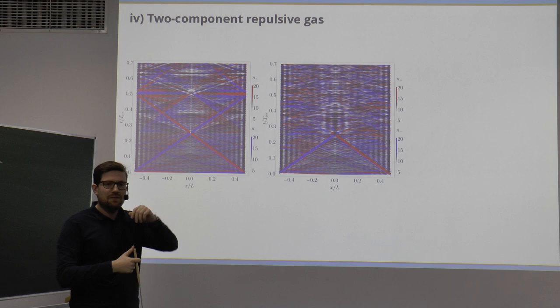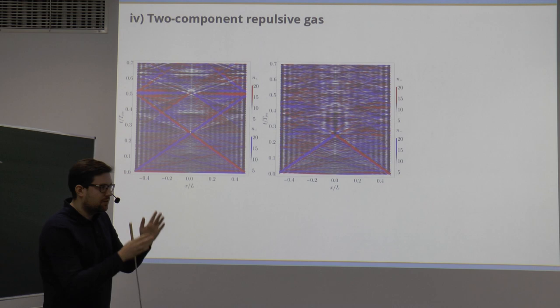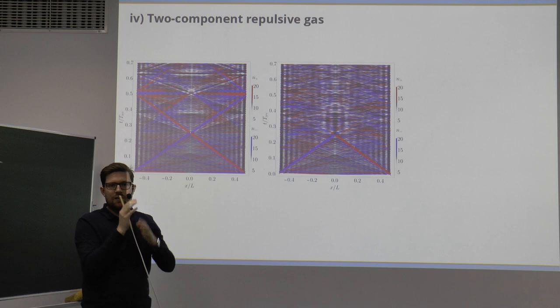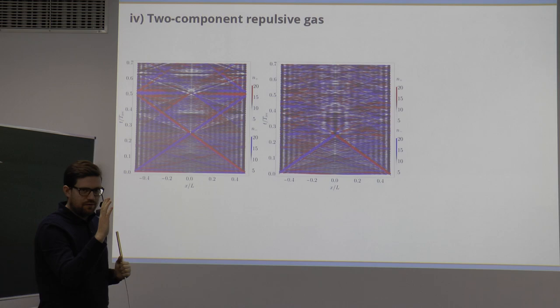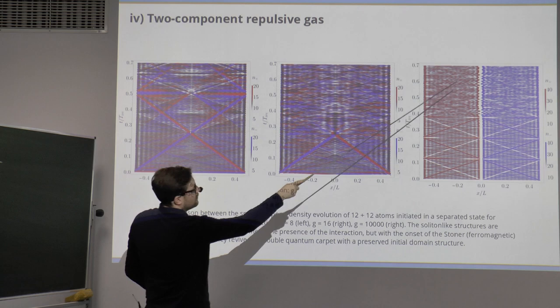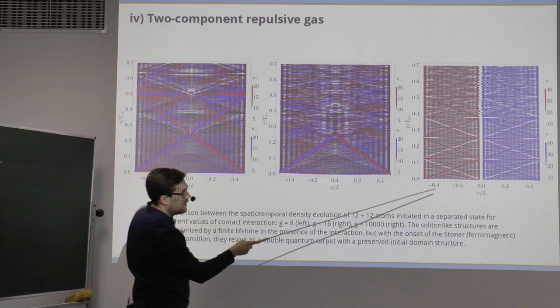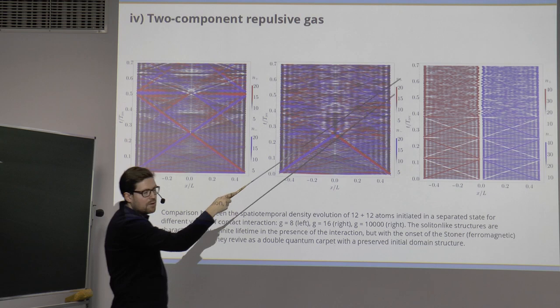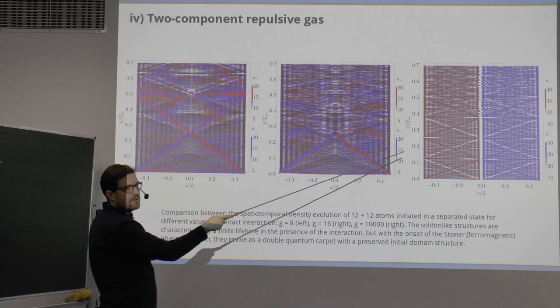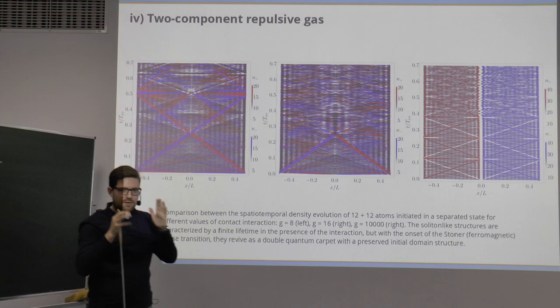But if we increase the interaction even more, there is a phase transition. Instead of these two clouds going through each other, they start to, let's say, bounce off each other. The initial artificial domain structure that we made is preserved for the large interaction, and it acts as a domain wall. So for a strong interaction, we can see two carpets, and they still last for a finite time, and then disappear. But this time, the stronger the interaction is, the longer the coherence lasts, because this domain wall behaves like an infinite well potential for both of the species.